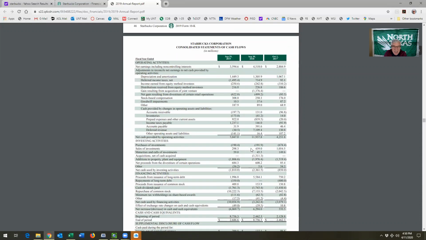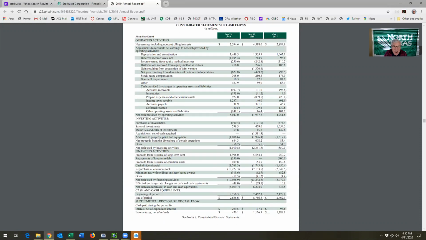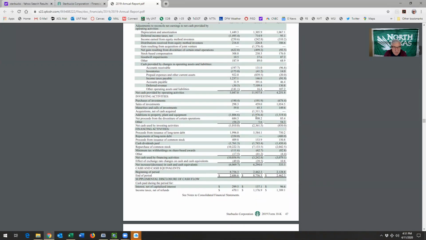But here we go, statement of cash flows. Now, I didn't even really look at this before class, so I don't know exactly what the storyline is going to be here. Right off the bat, 5.1 billion cash provided by operations. Well, that seems really good. Boy, 5 billion, that's a lot of money. That's a lot of cash generated from operations. But look, last year they generated almost 12 billion in operations and 4.2 billion before that.